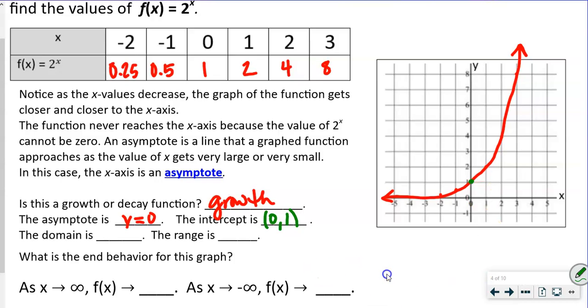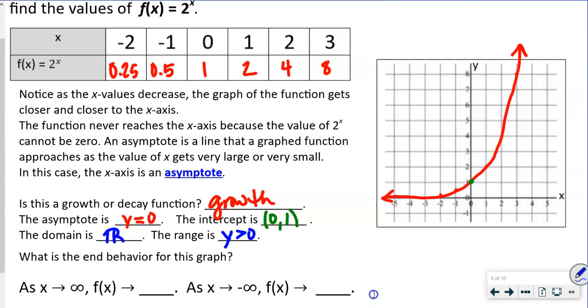The domain of this function, that's our x values, right? So our x values, you notice there's no end to our x values. So that's going to be what? All real numbers. And then with our range, notice that all the values of our y's are greater than 0, right? So y is going to be greater than 0.